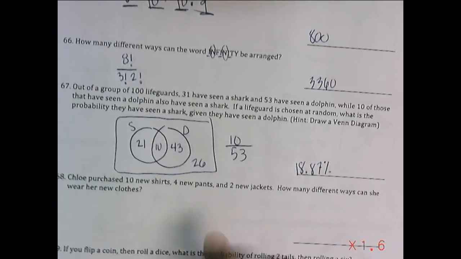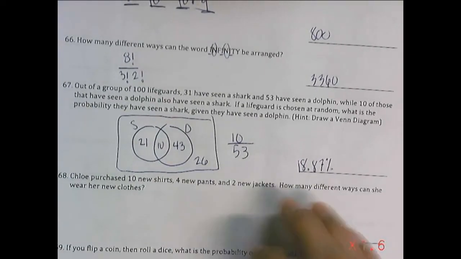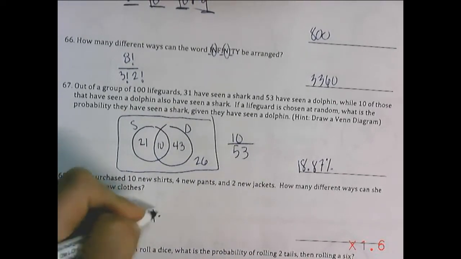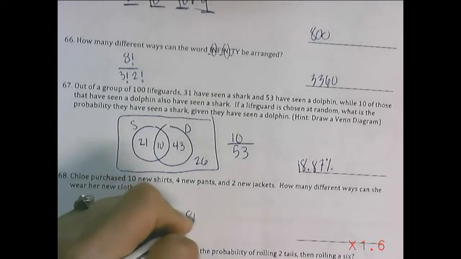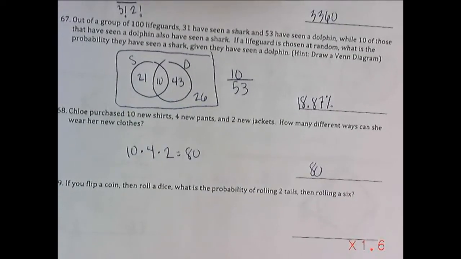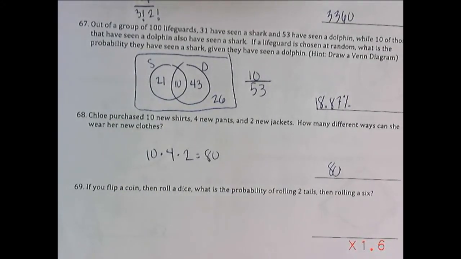Okay, now here, Chloe bought 10 new shirts, 4 new pants, and 2 new jackets. How many different ways can she wear her clothes? So 10 times 4 times 2 would give you 80. She has 80 different outfit combinations. Right, we want to see the total, so we're just going to multiply the 3 together. What's our sample space, kind of?